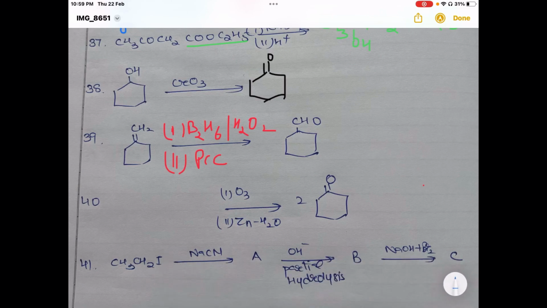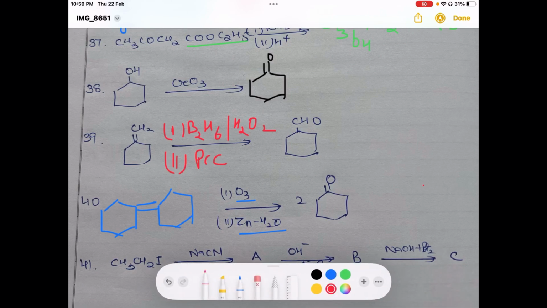Next is formation of ketone with the help of O3 and zinc, reductive ozonolysis. So this one is obtained by combining the two cyclohexyl rings.